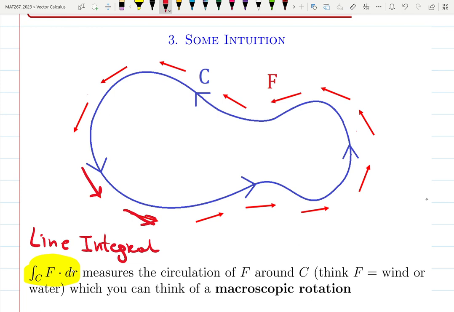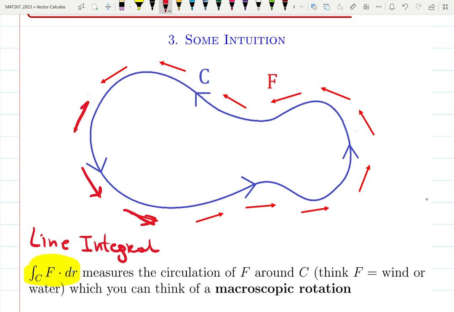If wind is helping you, you remember line integral is positive. If it's very, very positive and big number, it means wind is strong. If it's positive but small number, it means wind helping you, but it's weak. If it is 0, wind is not helping you and not against you.